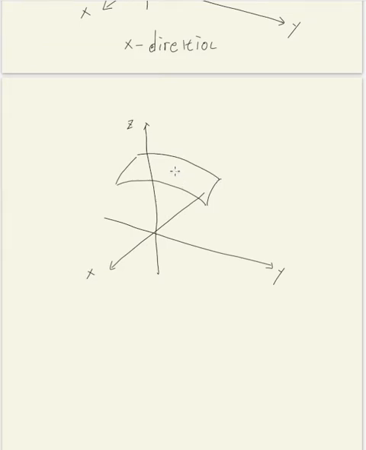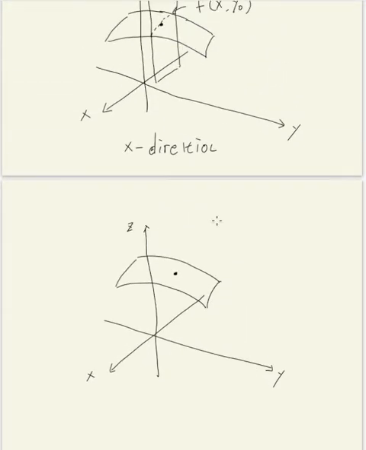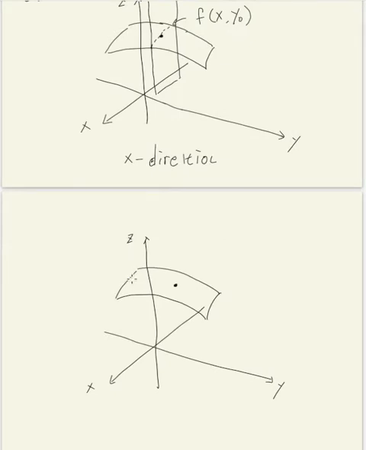Okay, the same surface, the same point, but now in the y direction, we're fixing x as x naught, and we get this curve. That is f of x naught, y. So we are fixing the x coordinate as the fixed number x naught and changing the variable y. And this is the resulting curve.